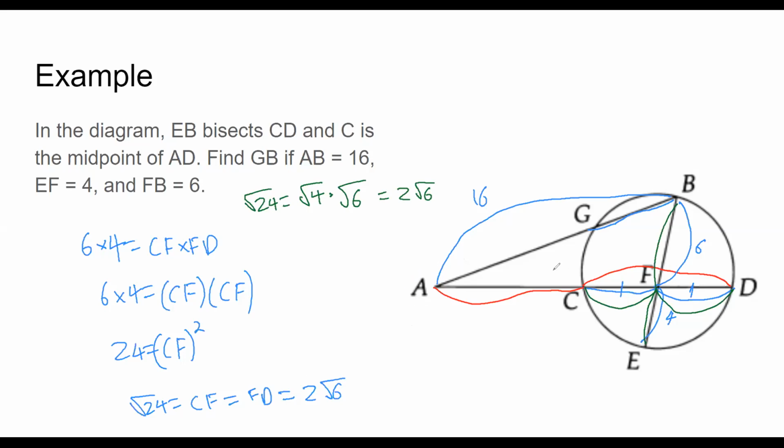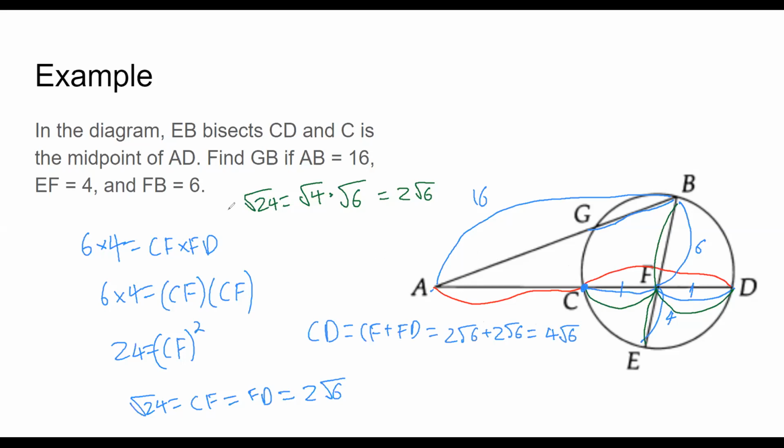So after we have this length, CF here, let's see, what else do we have? We know that this point C here is the midpoint of AD. So that means that AD is twice CD. Well, let's do CD first, right? CD is equal to CF plus FD, which is equal to 2 root 6 plus 2 root 6, which is equal to 4 root 6.